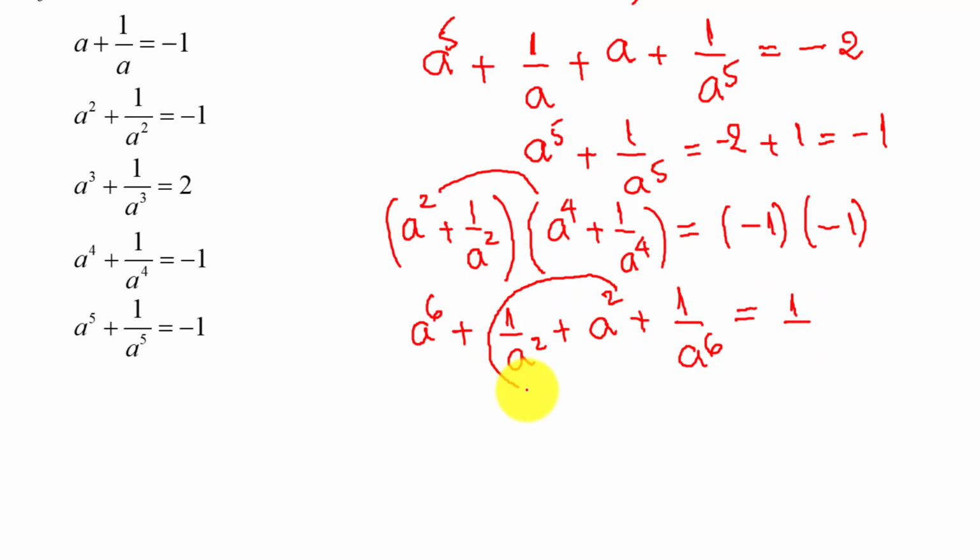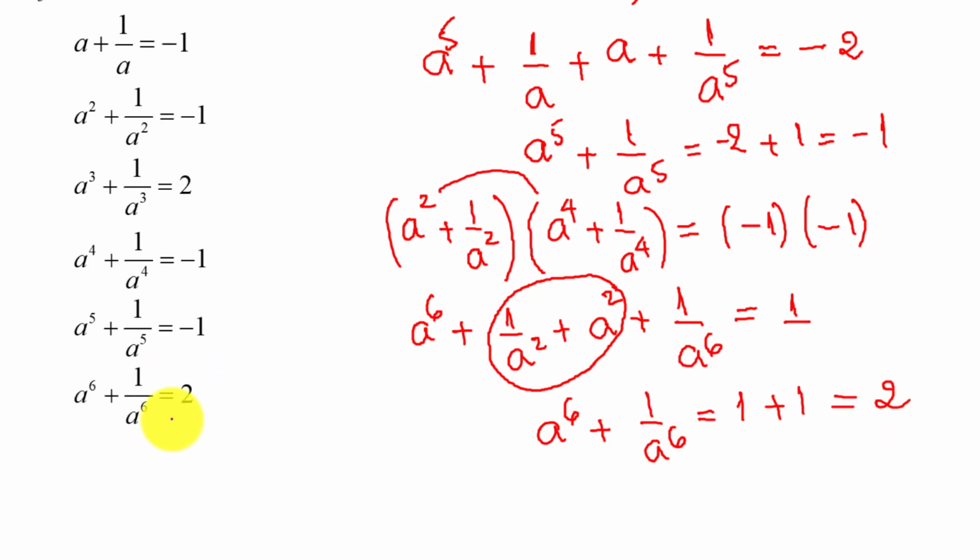And this inversion equals minus 1, so I move it to the right-hand side, and I get a⁶ + 1/a⁶ equals 1 plus 1, which equals 2. So we have the equation that a⁶ + 1/a⁶ is equal to 2. So this we see.